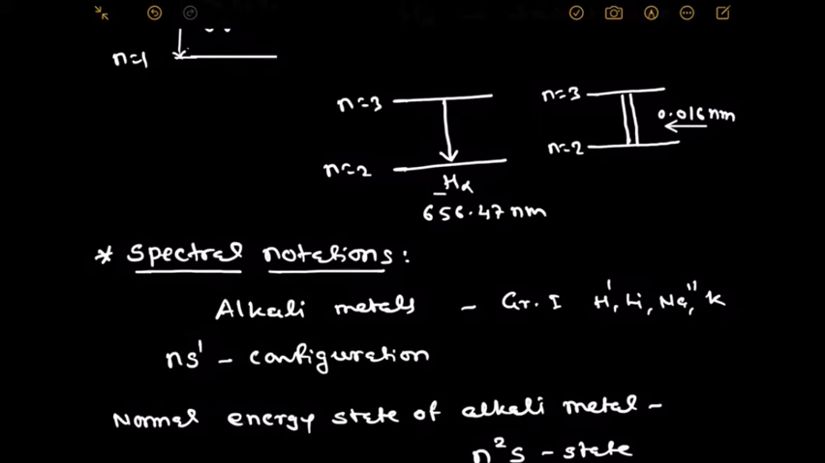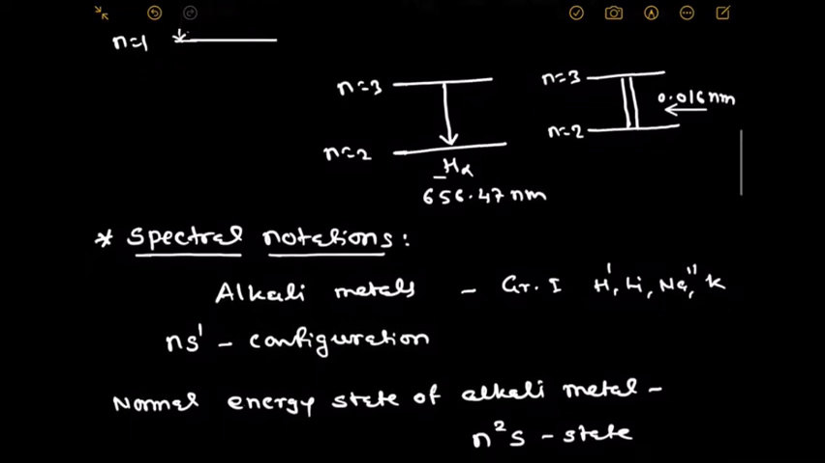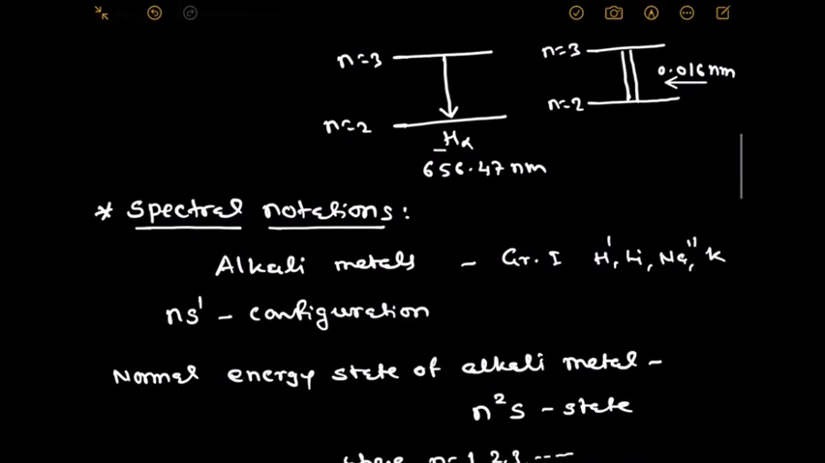How do we write the configuration? 1s2 2s2 2p6 3s1 means the valence electron configuration for sodium is 3s1. Similarly, for potassium it is 4s1. Hence all alkali metals have the valence electron configuration ns1. Now we see what we have to find. What is the normal energy state of the alkali metal?